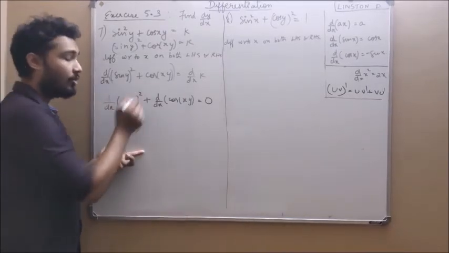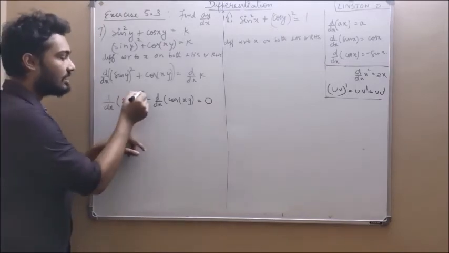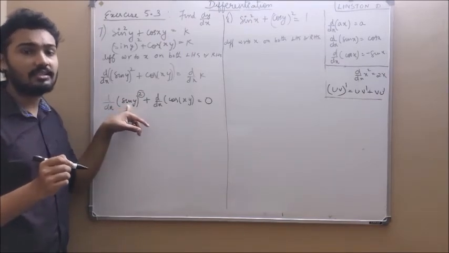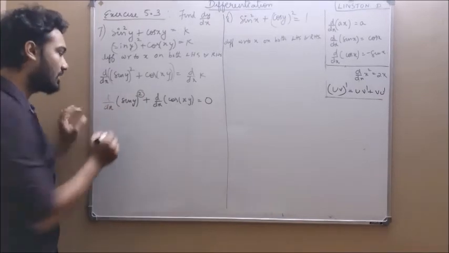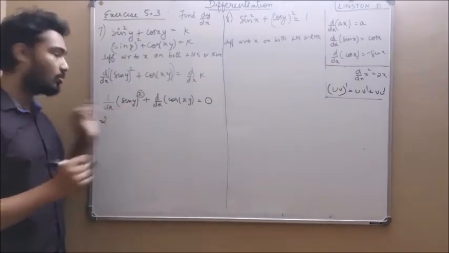We have already learned the chain rule in the previous video. Now this is one function, and this is another function, sin y. How to differentiate this? First differentiate this function, then differentiate the inside function. So this is 2, differentiation of x square is 2x. So 2 sin y.